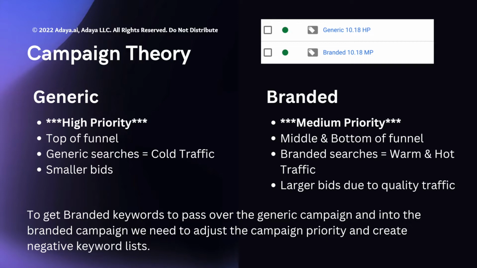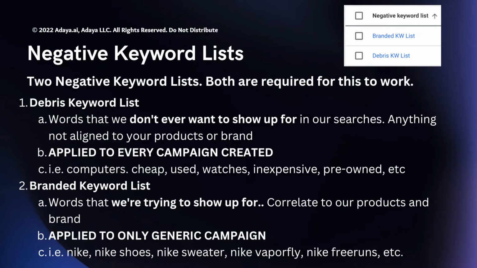And to get branded keywords to pass over the generic campaign and into the branded campaign, we need to adjust the campaign priority and create negative keyword list, which is why I have high priority under generic and medium priority over branded. And we'll go over the keyword lists now. So we're going to have 2 negative keyword lists, and both are going to be super important for this strategy to work. So the first one, I like to call it the debris keyword list.